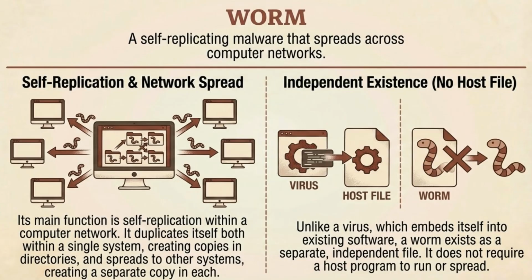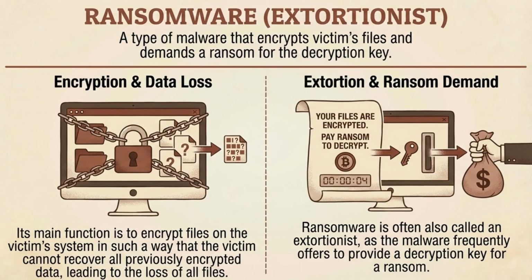A worm is self-replicating malware that spreads across computer networks independently. Unlike a virus, a worm does not require a host file to run. Ransomware, or extortionist, encrypts a victim's files and demands a ransom for the decryption key, leading to data loss if the ransom is not paid.